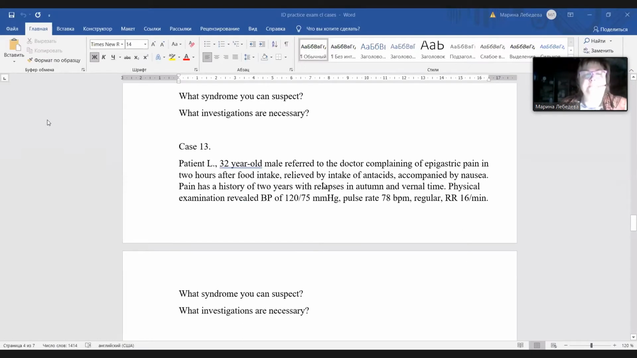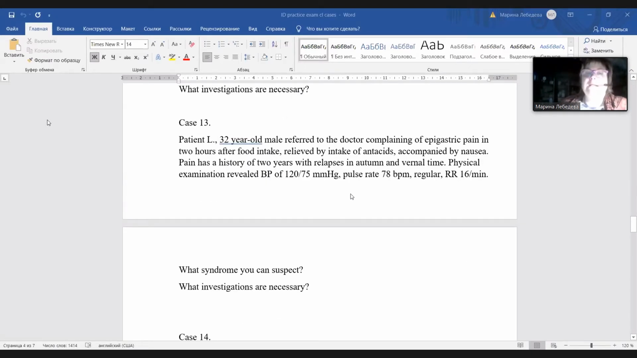No, okay. Clinical case number 13. Also yeah. Yes, you are quite right. We have done it yesterday. Gastroduodenitis. You are quite right.